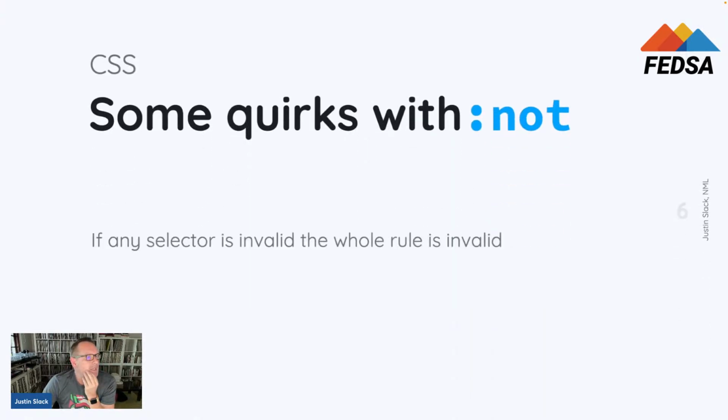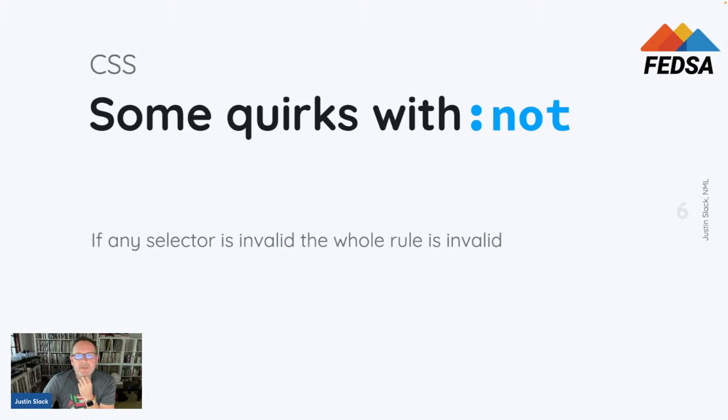With :not, if any selector is invalid, the whole rule is invalid. A lot of things in CSS are forgiving. That is, CSS will pass over something in a selector list that is not valid if parts of it are valid. That is not the case with :not.